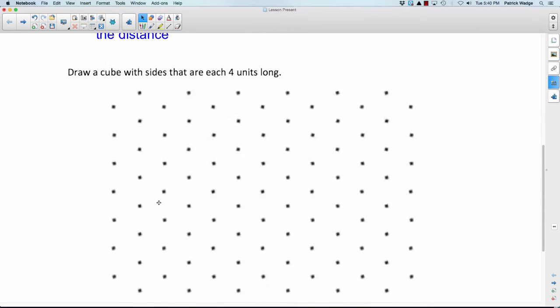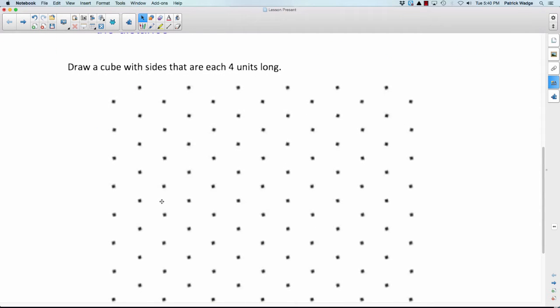Okay, so let's try a couple of these. Draw a cube with sides that are each 4 units long. I guess I could first of all just give you the standard sketch you'd probably do for that. How do you draw a cube? Something like this. Well, it actually turns out that's pretty close to an isometric drawing. What this is saying is that each one of these has to be 4. 4, 4, and 4. Length, width, and height are all 4.